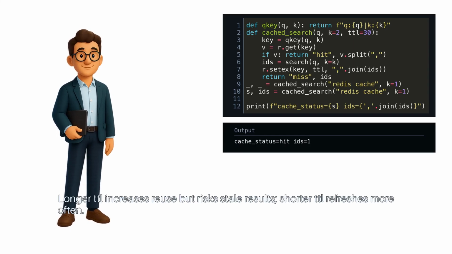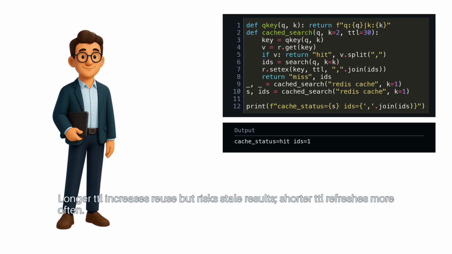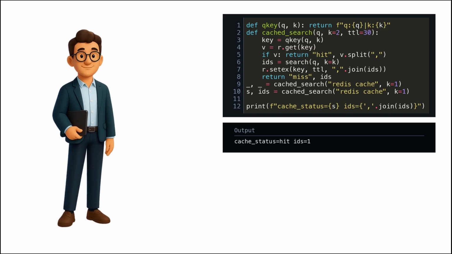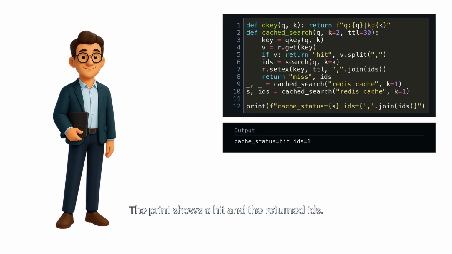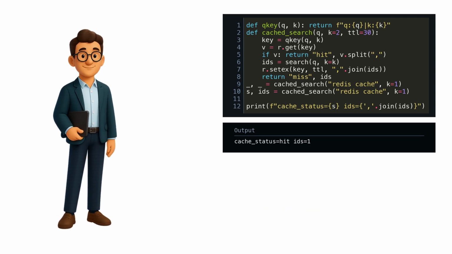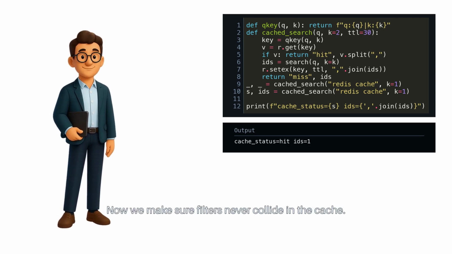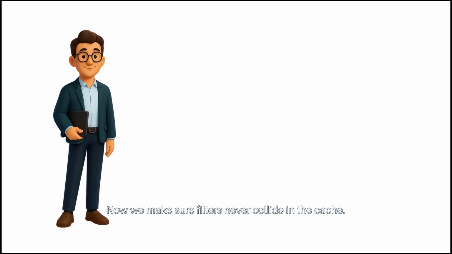Longer TTL increases reuse but risks stale results. Shorter TTL refreshes more often. The print shows a hit and the returned IDs. Now we make sure filters never collide in the cache.